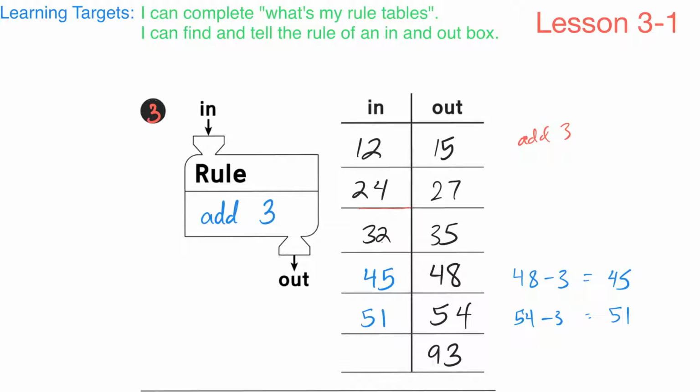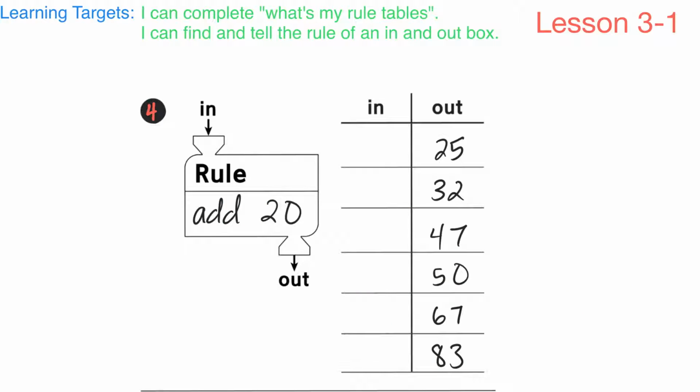And if you understand what you're doing, go ahead and pause this video and try this last one yourself. Pause now and give it a try. All right, now let's check that work. 93 minus 3 equals 90. All right, take another moment to copy down this table before we get started.